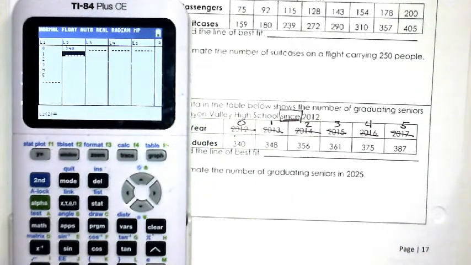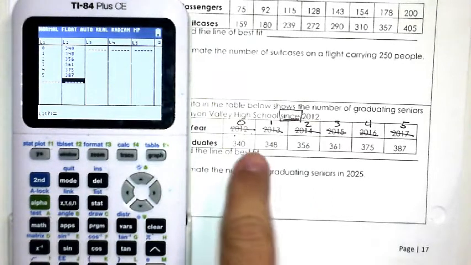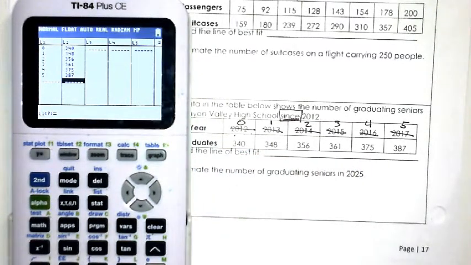Okay, got it. Is that the only y value? How did I get those? They were in the table. How did I get to what? How do you get to the table?